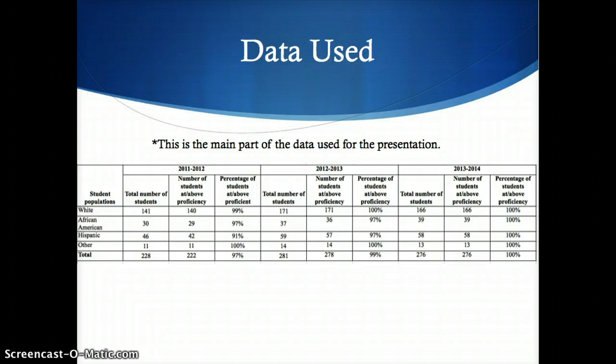And then lastly, this is just a sample of the data that was used. I have several more pages of data, but I wanted to give you a sample of what it looks like and total number of students and percentages. And if you are interested, I can send more of that data out to whoever might be interested in analyzing that. So thank you very much for watching this presentation, and I hope that it was useful.